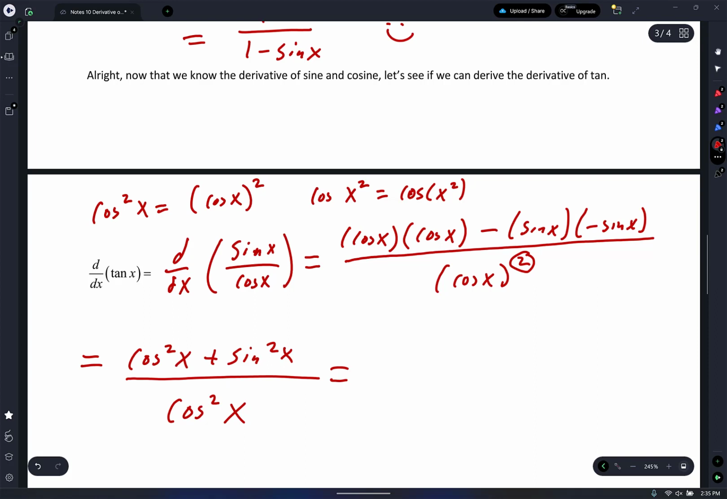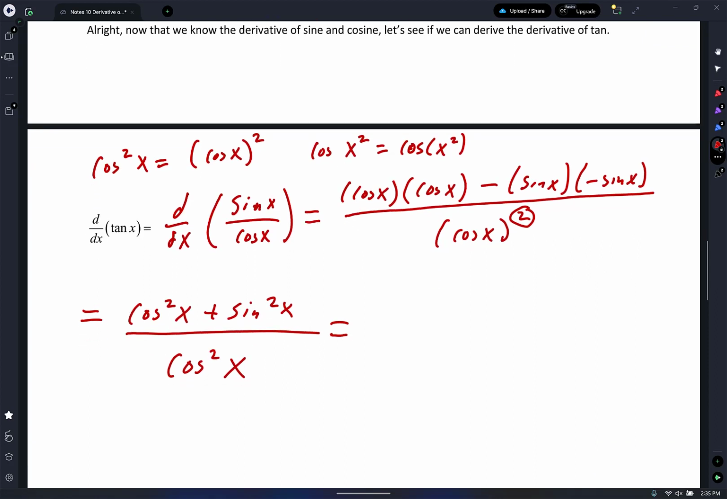All right, here we go. Cosine squared plus sine squared is equal to what? So 1 over cosine squared x. And you could leave it like that, but no one does because 1 over cosine is the same thing as secant. So because I have a square in the bottom, I have to say what? Secant squared.